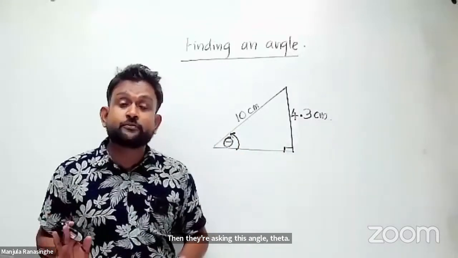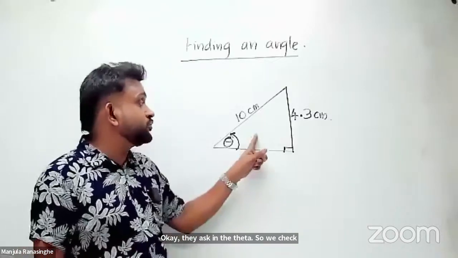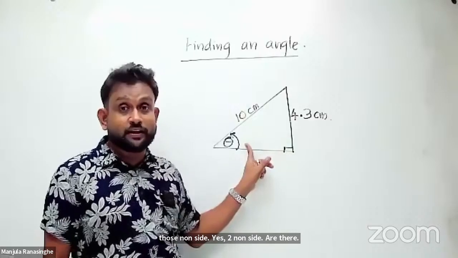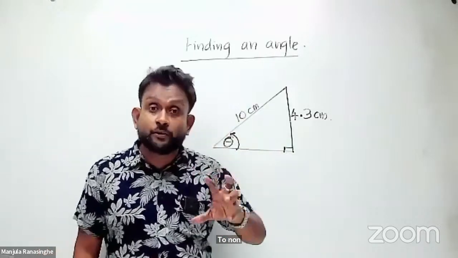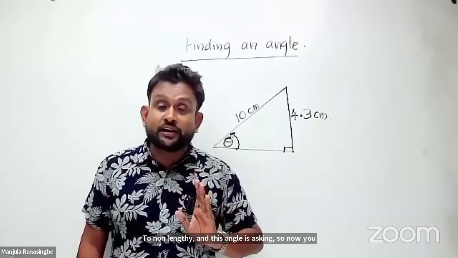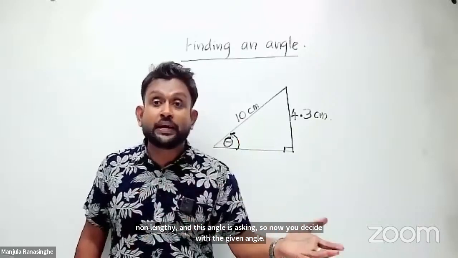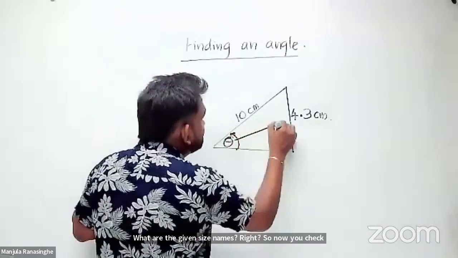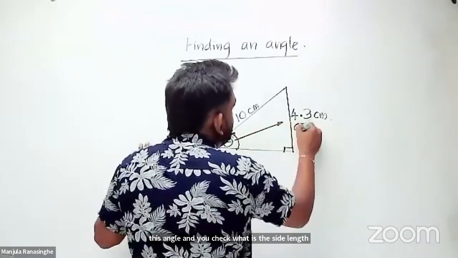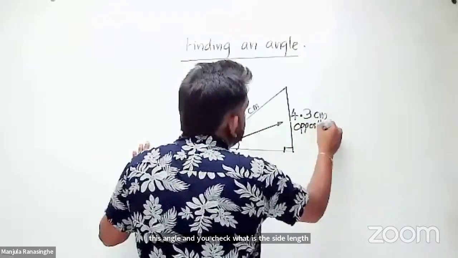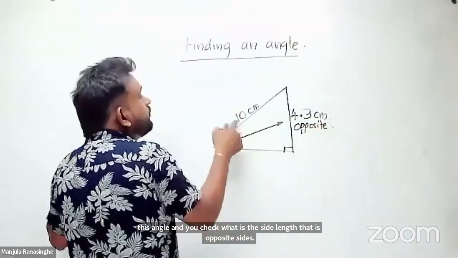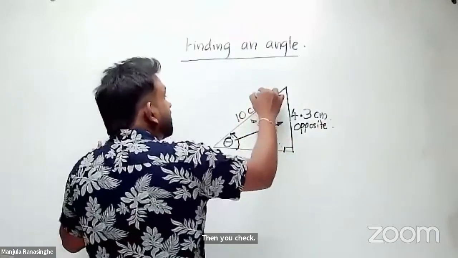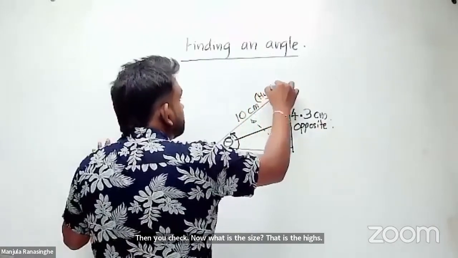So we check whether we have two known sides. Yes, two known lengths are there. And this angle is being asked. So now you decide, with the given angle, what are the names of the given sides, right? So now you check this angle and you check which side length is the opposite side. Then you check what this side is, that is the hypotenuse. So now you write their names, hypotenuse.